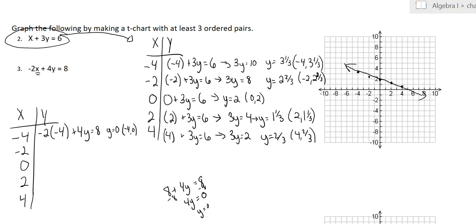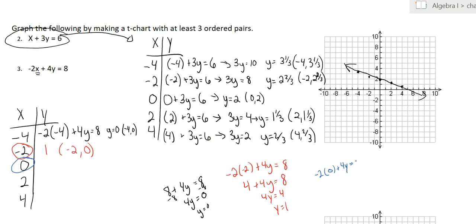So the coordinate point for this one is -4, 0. And I would do that for every single one. So -2 times -2, I'm inputting -2 now, plus 4y equals 8. That's going to be 4 plus 4y equals 8. 4y equals 4. y equals 1. So I have 1, and therefore the coordinate point will be -2, 1. Now it's time to put in 0. -2 times 0 plus 4y equals 8. 4y equals 8. y equals 2.